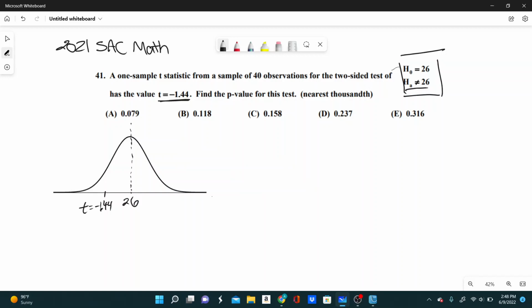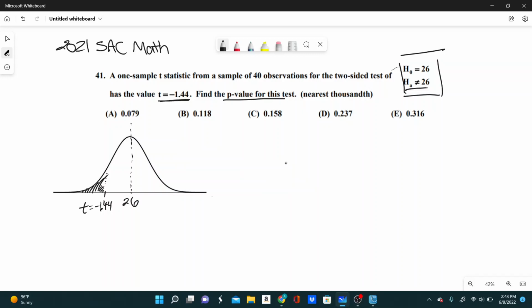And the p-value for the test is basically the probability of getting something this extreme if the null hypothesis is correct. So basically, assuming that this actually is the curve, what's the probability of getting a value as extreme as negative 1.44? Well, that probability is just going to be this area on the left.